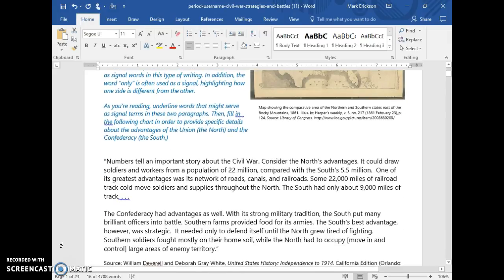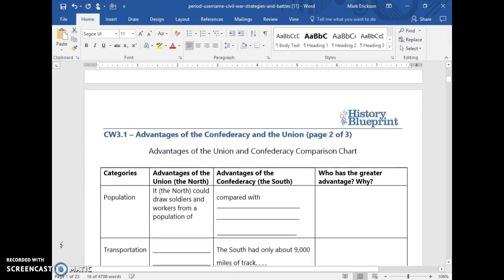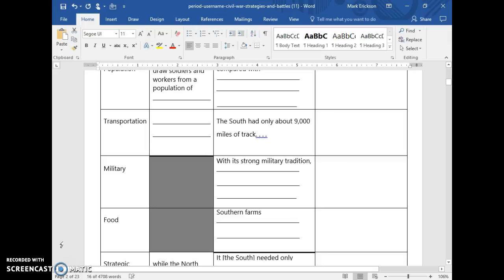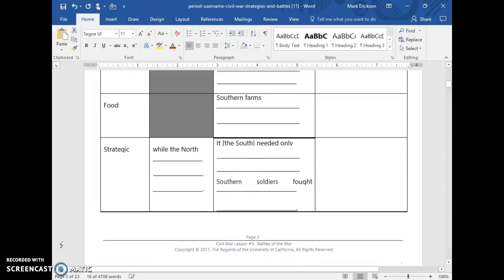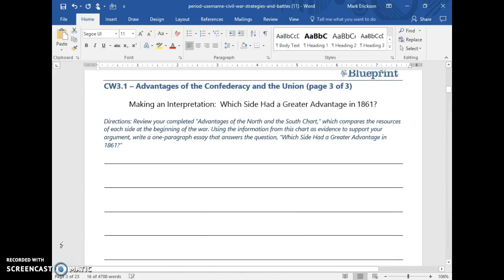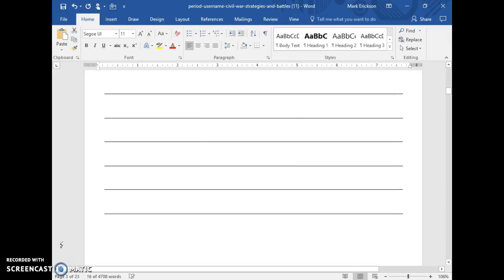First of all, if you remember, earlier this week, we read these two paragraphs, which talked about the advantages for both sides. And then you determined the advantages for both sides by filling out this graphic organizer. So if you don't have this done, it needs to be done ASAP. Then you used that graphic organizer to write a one-paragraph essay that answered the question, which side had a greater advantage in 1861? Again, if you don't have that done, you need to do it as soon as possible.